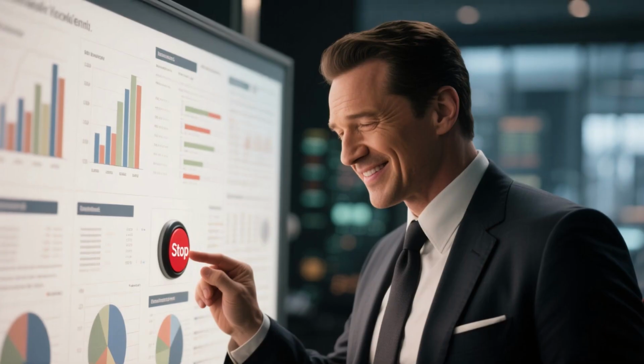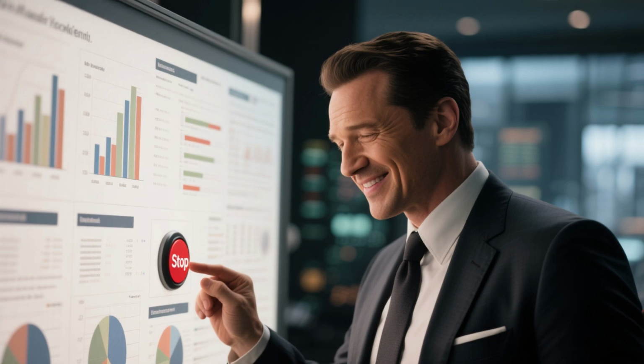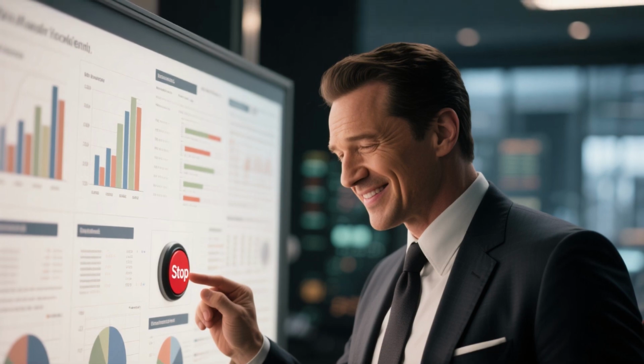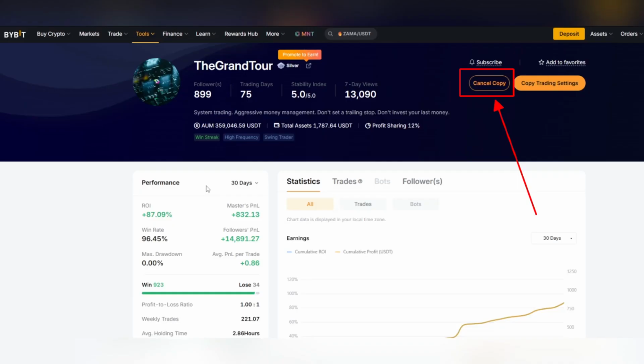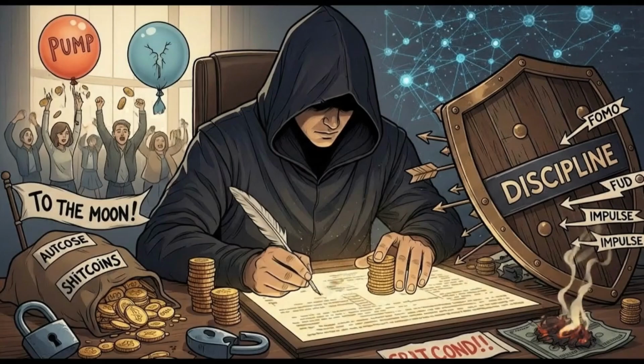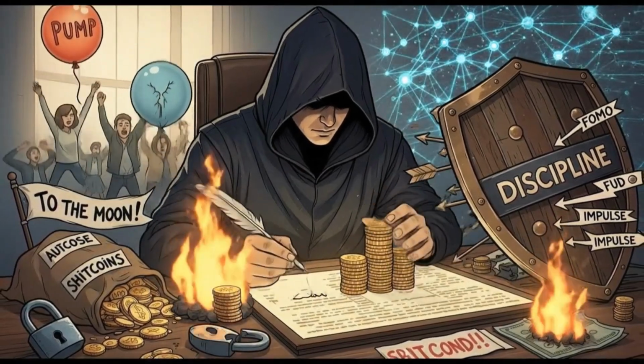When you should stop copying: stopping a copy is not a failure. It is a risk management decision. If a trader suddenly increases leverage, changes strategy, or exceeds their historical drawdown, it is reasonable to stop copying. Discipline protects your capital more than loyalty.